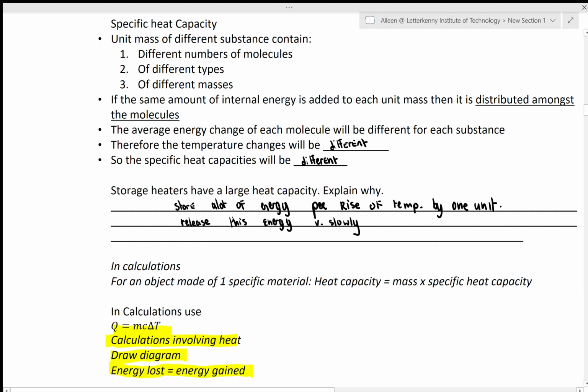So storage heaters work by taking in a lot of energy at nighttime when electricity is cheaper. And then throughout the day, when the storage heater is turned off, it releases this energy slowly.